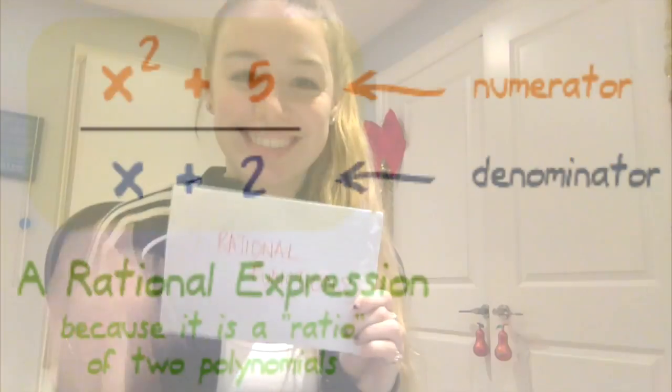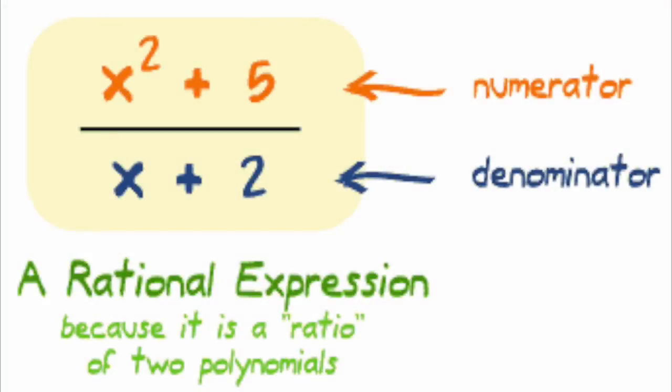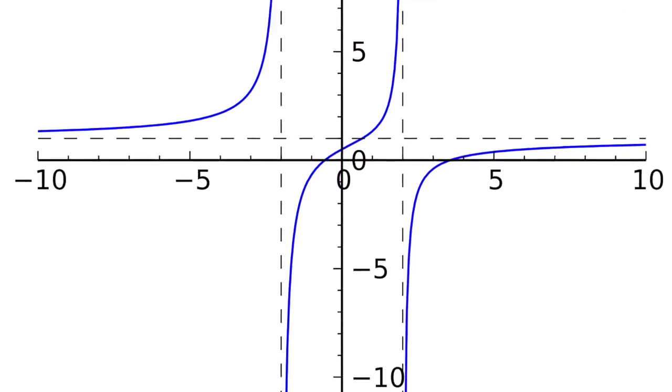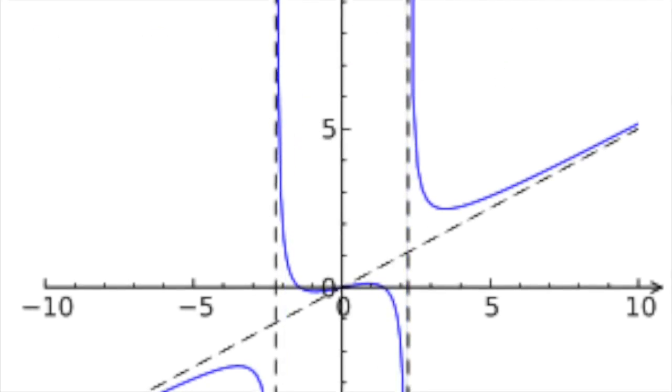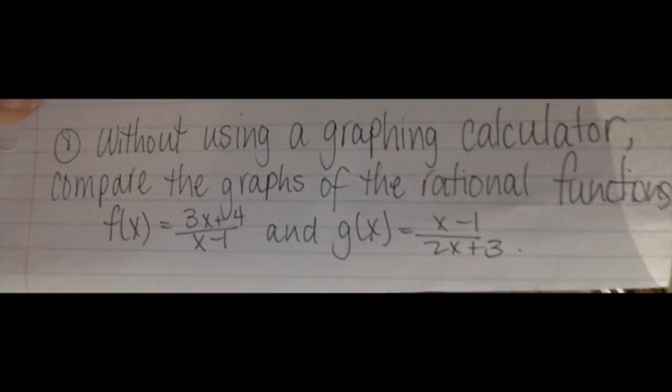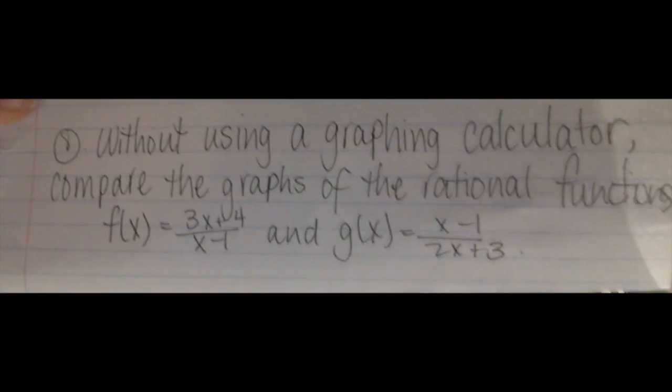A rational function can be defined as any function that is the ratio of two polynomials. The pictures shown are examples of rational functions. Today we're going to look at a simple rational function question and how to go about solving it.